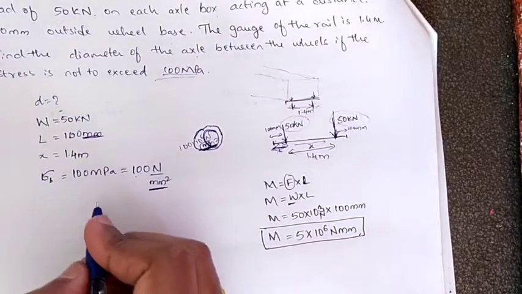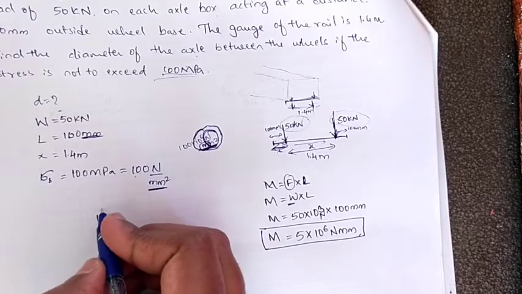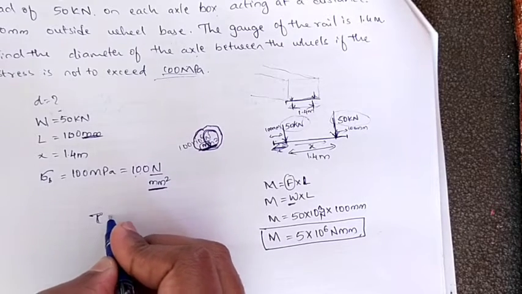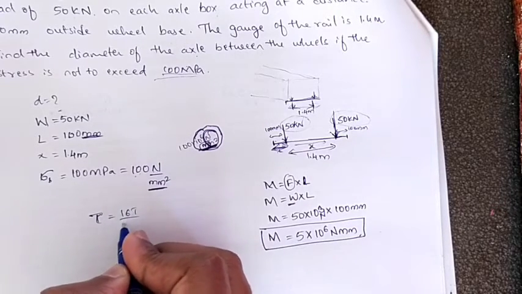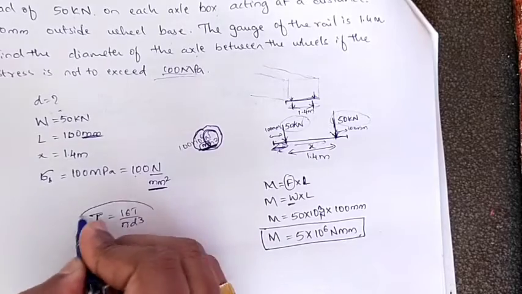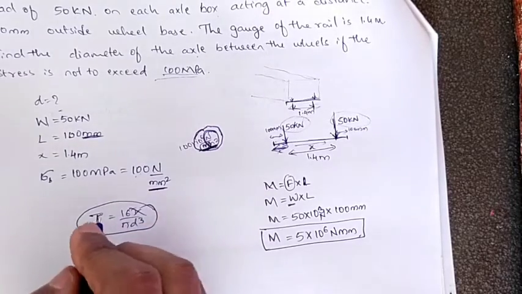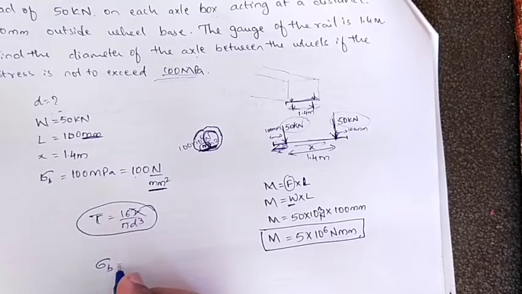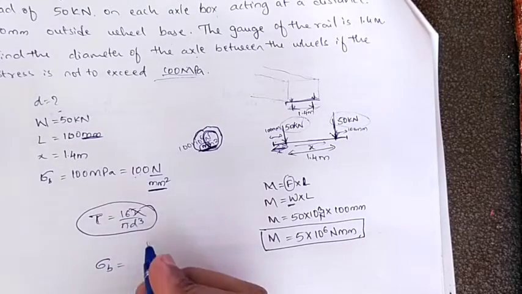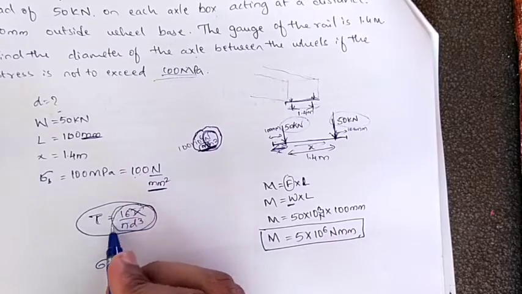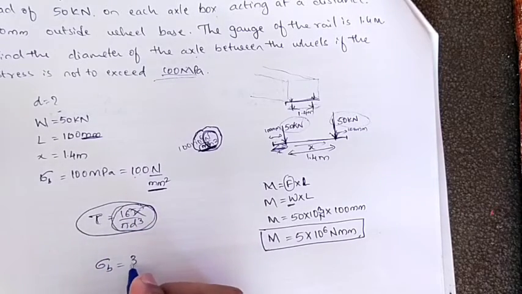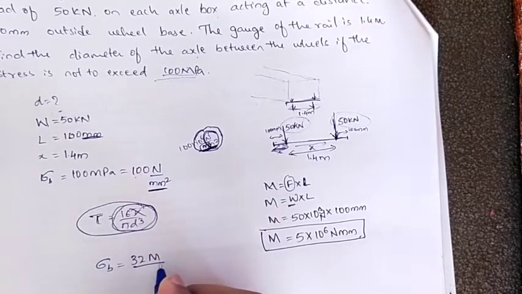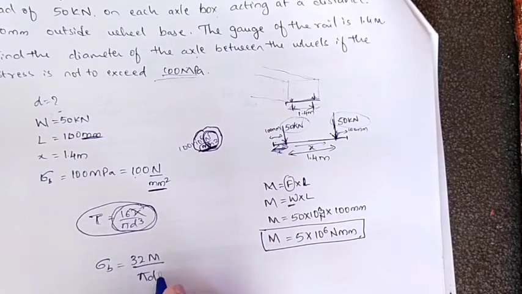Now you have already used shear stress is equal to 16T by pi d cube, correct? You used this, but here torque is not there. So here what we should find is sigma b, with the same kind of formula. Instead of 16T by pi d cube, you should use 32M divided by pi d cube.